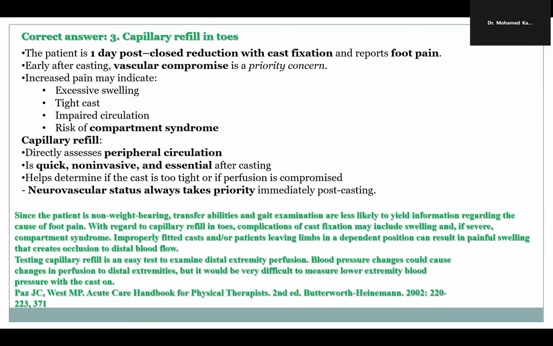Also, checking blood pressure might affect the perfusion or the amount of blood going to the distal extremities, but we cannot actually test blood pressure from the lower extremity in this situation with the cast on. The cast is hard and tight. So we will not be able to test the blood pressure from the lower extremity in this situation.